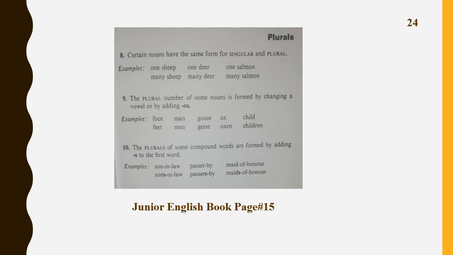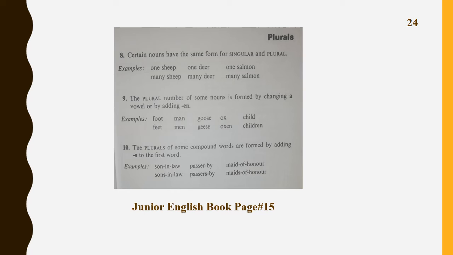The plural number of some nouns is formed by changing a vowel or by adding en. Foot into feet, man into men. We never say foots, mans, gooses, oxes, childs. That is wrong English. The correct is feet, men, geese, oxen, children.